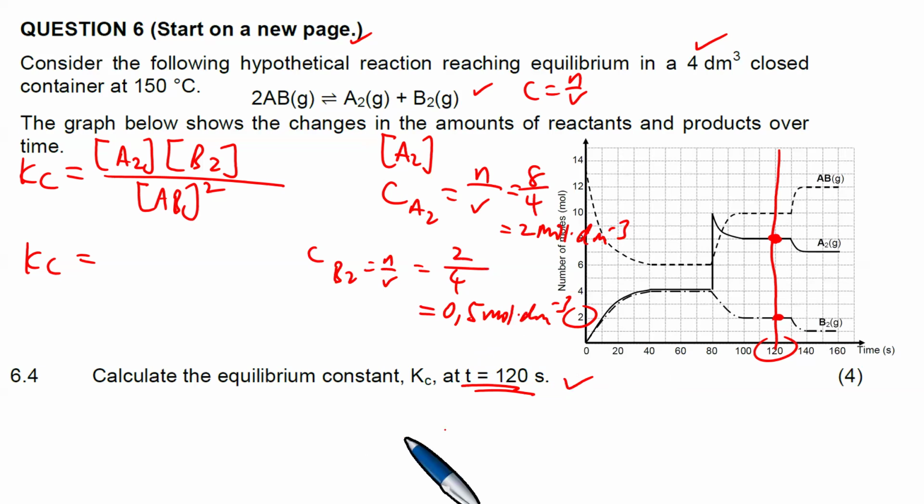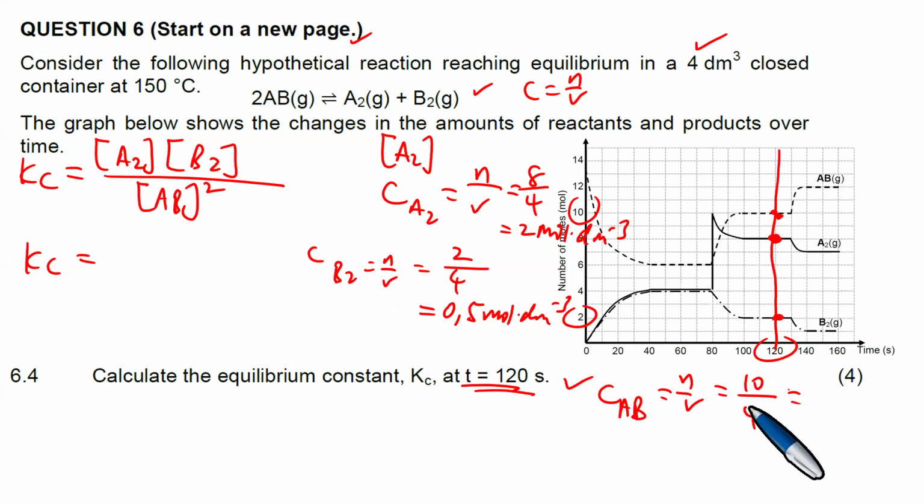We're just going to substitute everything quickly. Then we do the concentration of AB, which is number of moles over volume. At 120 seconds, AB is this one here, and it's exactly 10. So we have 10 divided by the volume, 4, and therefore this is 5 over 2, which is 2.5 moles per decimeter cubed.